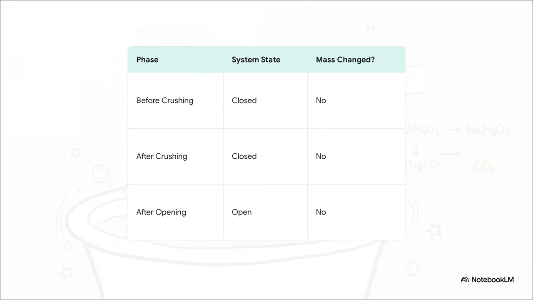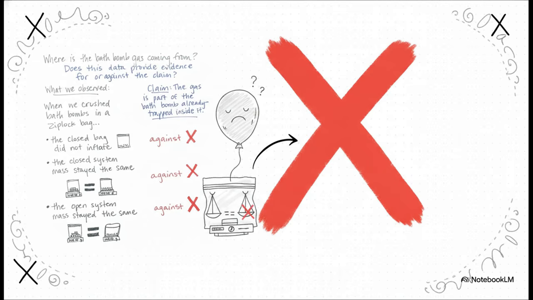But we took it a step further. We unsealed the bag, turning it into an open system. If there was any trapped gas that had just been released, it would escape into the room and the mass on the scale would drop. But nope, even after opening the bag, the mass didn't change one bit. So, the evidence is pretty darn conclusive. Suspect one is totally busted. Based on that flat bag and the unchanging mass, we can safely conclude the gas is definitely not trapped inside the dry bath bomb itself. Claim one, totally thrown out.